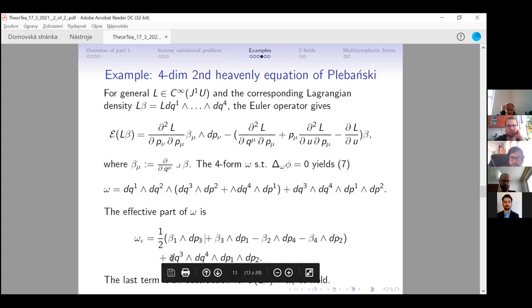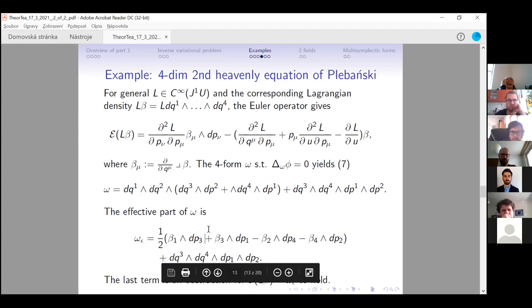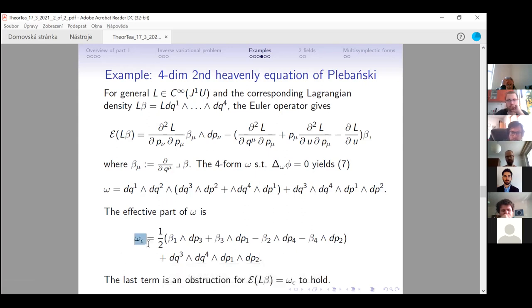and so on. So now we again compare omega E with EL beta, and we see that these terms in the bracket with 1/2 are of this type. But in this EL beta expression, there is no term of this kind. And this is an obstruction, because we cannot get rid of this term, because the effective part of a form that represents the given equation is unique.